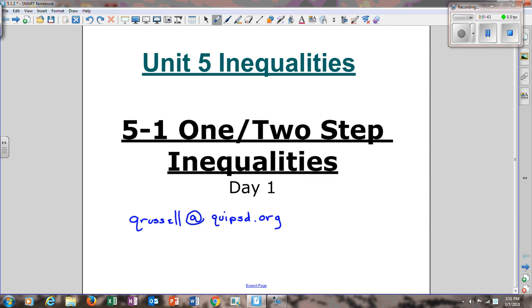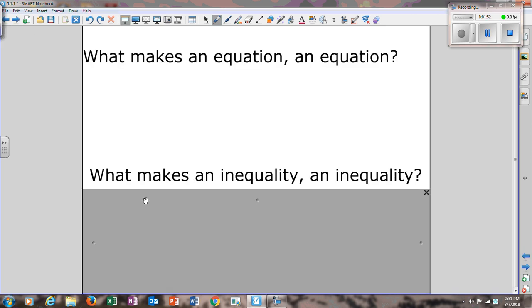All right. So this is 5-1, 1 and 2 step inequalities, day 1. Let's start by thinking back about equations. What makes an equation an equation? Well, the first thing that we remember is that an equation has an equals sign in it. So if it's an equation, it means that it is equal to. So you have a variable equal to some number.